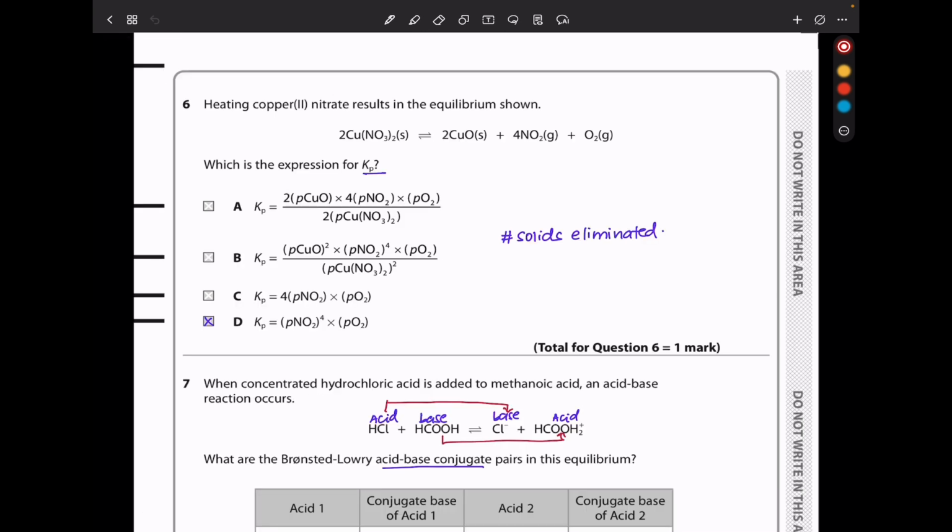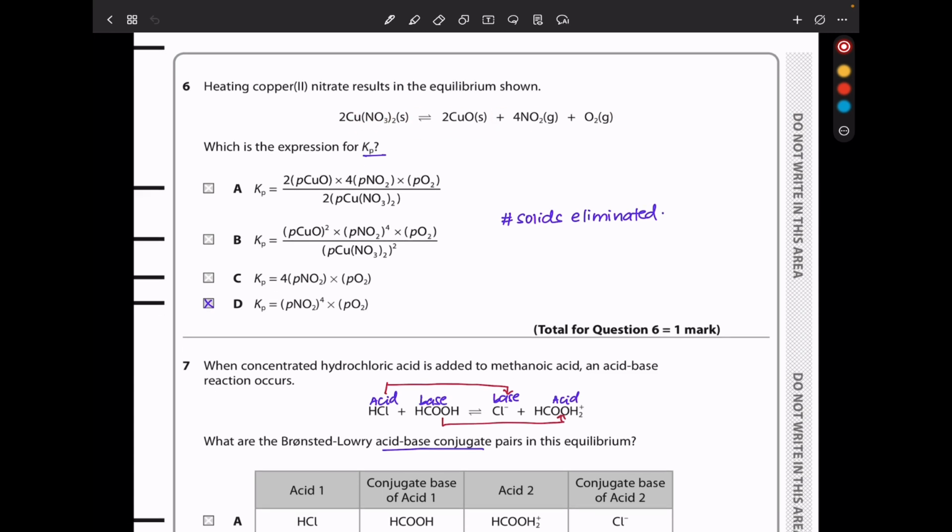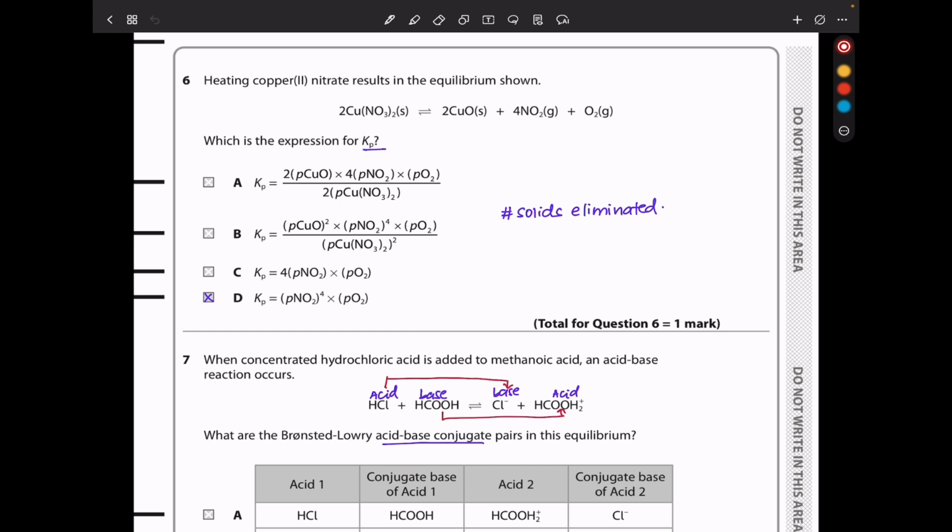In question 6, heating copper(II) nitrate results in the equilibrium shown, which is this one here. They say what is the expression for Kp? In Kp we consider the gases, so the solids are going to be ignored. So Kp is going to equal the partial pressure of nitrogen dioxide to the power 4 times the partial pressure of oxygen. So the answer is going to be D.